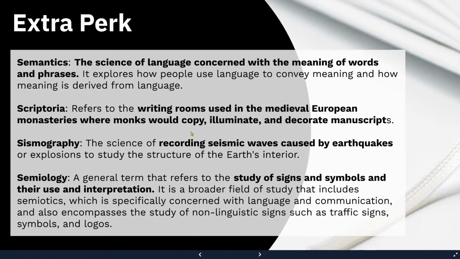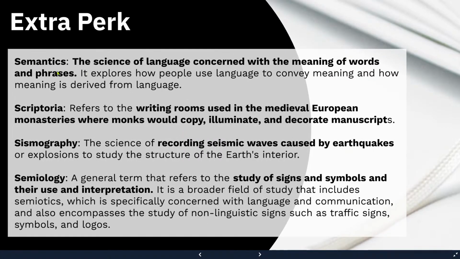So we have an extra perk for this question. Semantics is the field which studies the science of language concerned with the meaning of words and phrases.